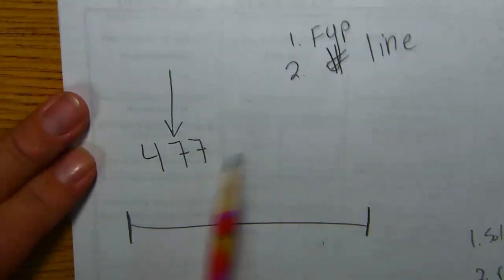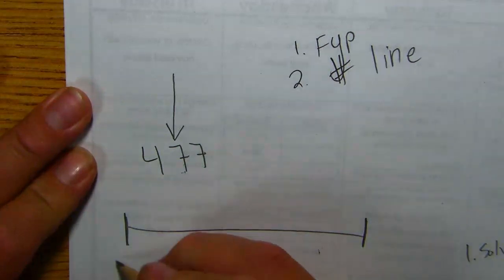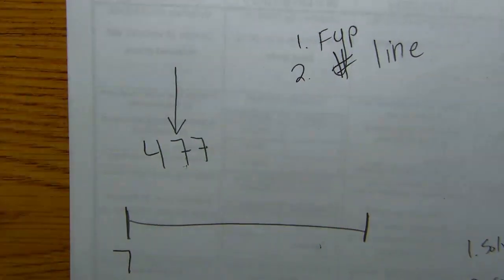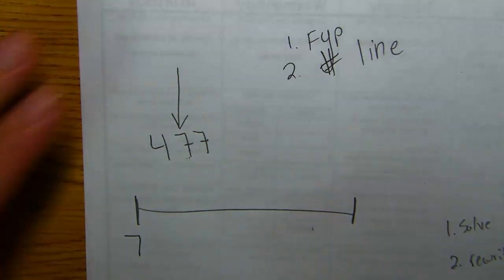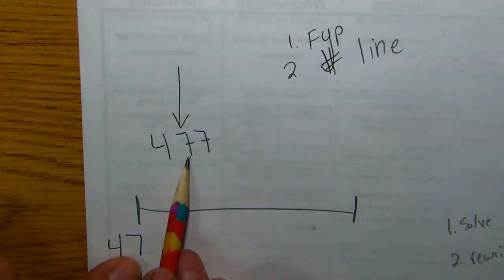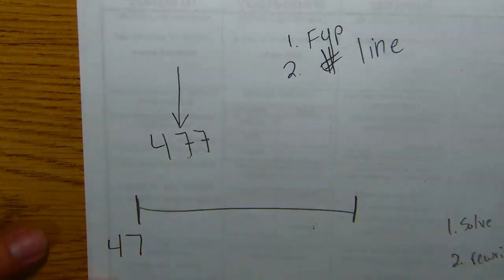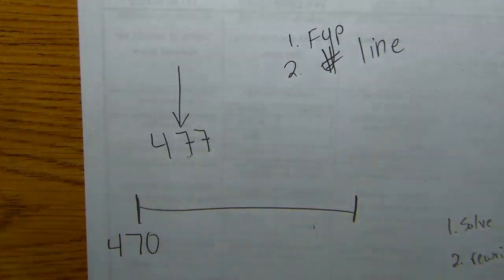So see the 7, right? Because we found the place, which was the 7. So we put that here. Now we can't forget about the 4, because this isn't the number 7, it's the number 477. So once again, we put the 7 there, because that was the place. Don't forget about the 4. And then we make the rest of the numbers 0.